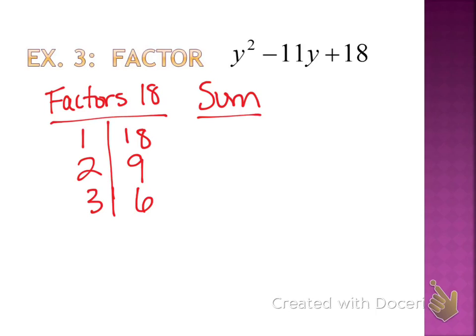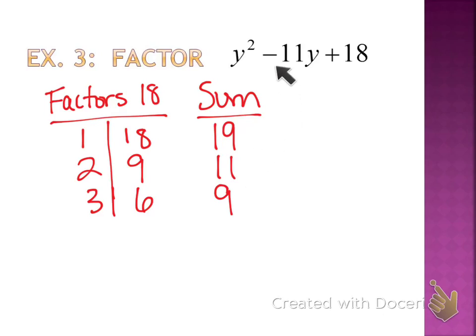All right, when I look for the sum of 1 and 18, Delaney, what do I get? 19. Jay-Sean, what do I get for the sum of 2 and 9? 11. And Jeriel, what do I get for the sum of 3 and 6? 9. Do any of these give me exactly what I want? No. But which one comes close? 2 and 9 comes close because their sum was 11, but I need it to be negative.